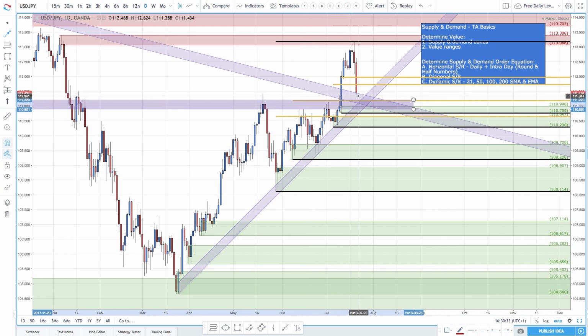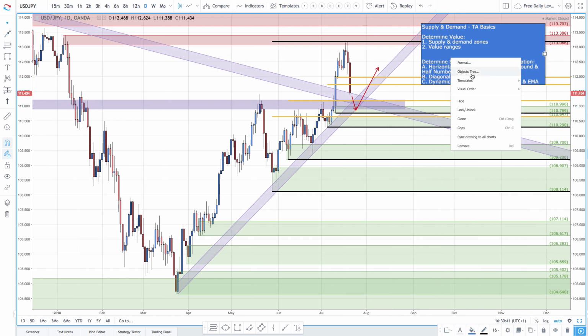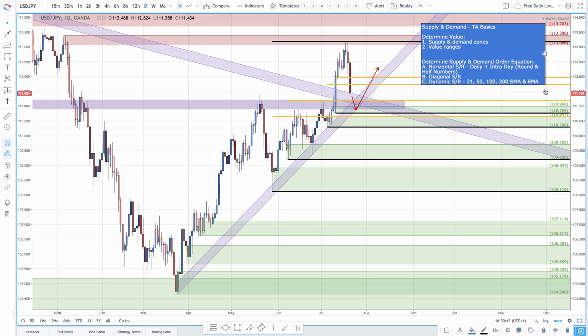So I know that not only do we have supply and demand traders like myself looking at value or potential value, we also have, let me bring this visual order to the front, we also have horizontal support and resistance traders looking at these levels to try and get potentially long. Then we can also include half and round numbers in here. So this is going to be around the 111 round number as well. So we have some confluence.